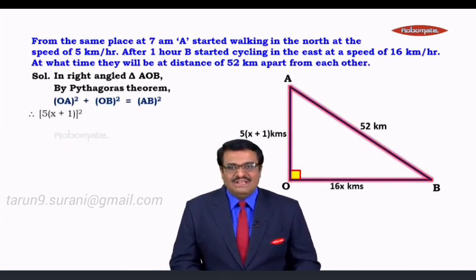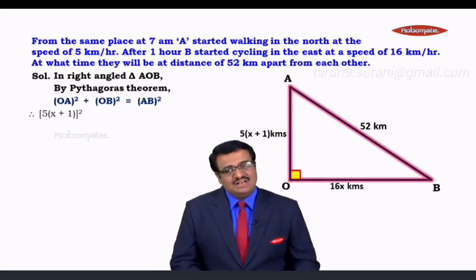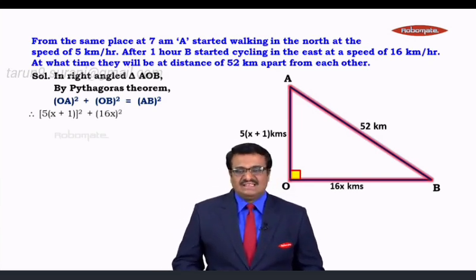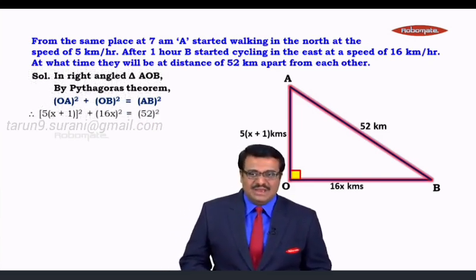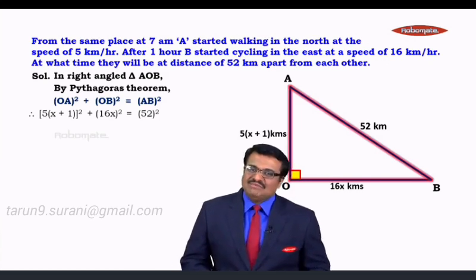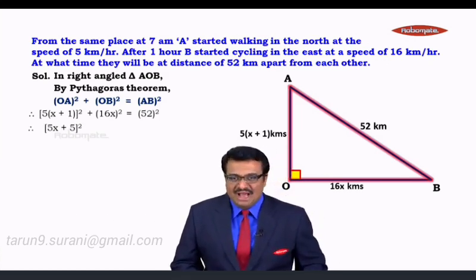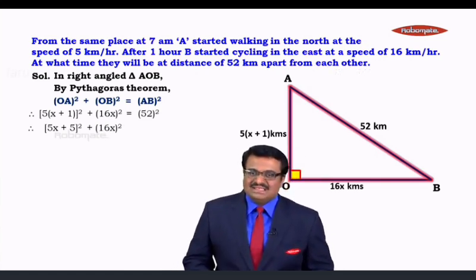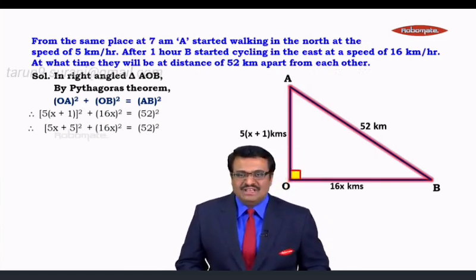Now OA, we know, is 5 into x plus 1. So OA square means 5 into (x plus 1) the whole square, plus OB is 16x, so OB square means (16x) the whole square, is equal to AB square, which means 52 the whole square. Now 5 into (x plus 1) the whole square, when you open the brackets inside, plus (16x) the whole square is equal to 52 square.